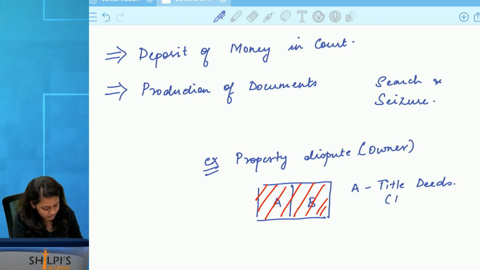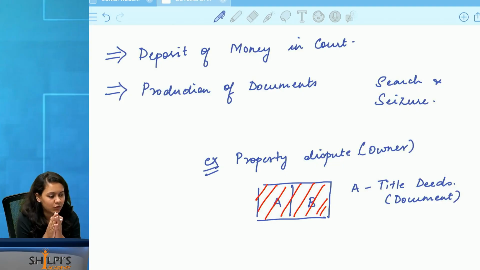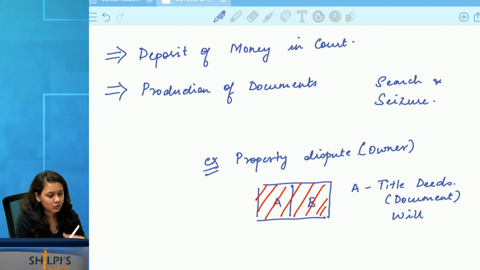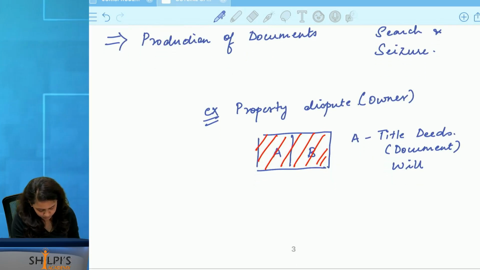Now this title deed is basically a document. Now B comes back into India and he is asking for his fair share in the property. Fine. But he comes back just to find out that A is telling him, no, this property is not yours. Let's assume that this document is a will that shows that the father has transferred the entire property to the son. This can also be a title deed. A will is enough to show that you are the owner of this property. Now B approaches the court of law against A.